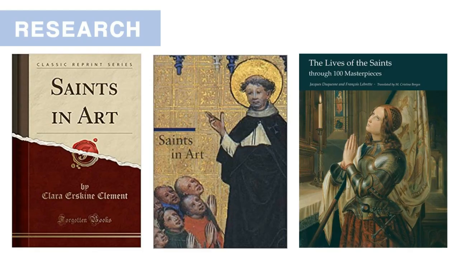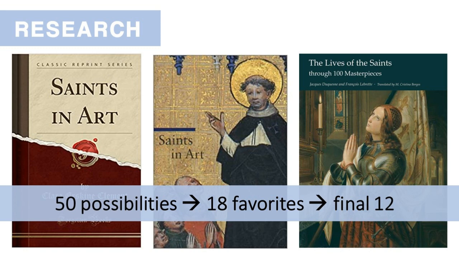And as I quickly read through the bios of hundreds of figures from church history, I develop an initial list of about 50 figures or stories that I find interesting. And then from there, I develop a list of 18 for potential possibilities for artwork. And then I cut that list down to my final 12. And so here's actually one of those lists.